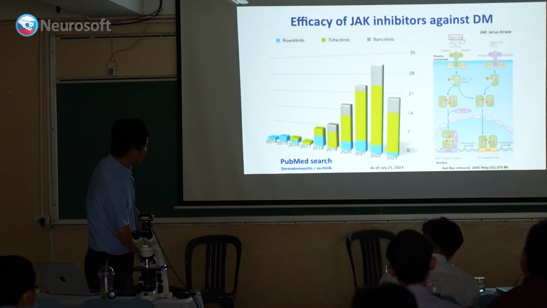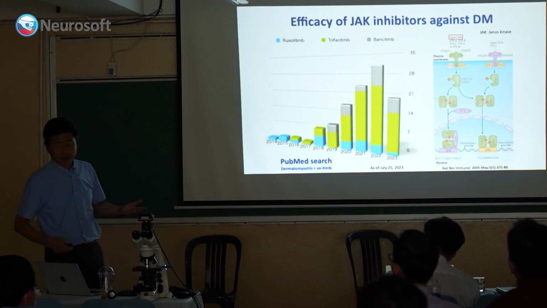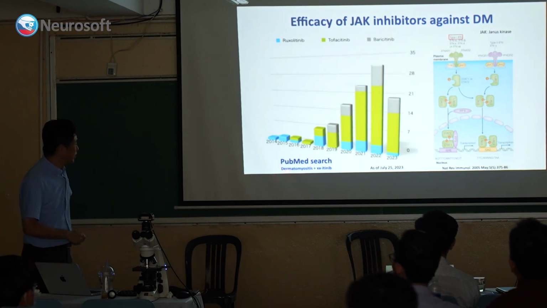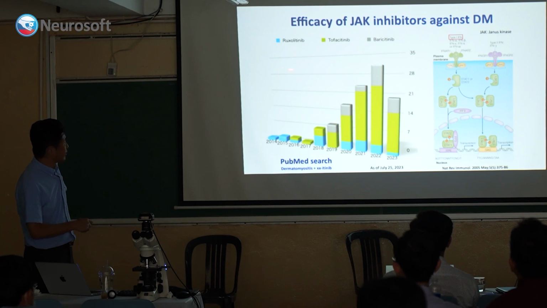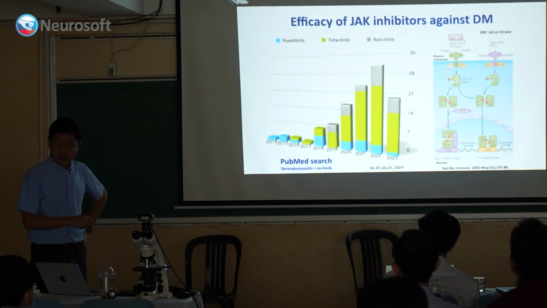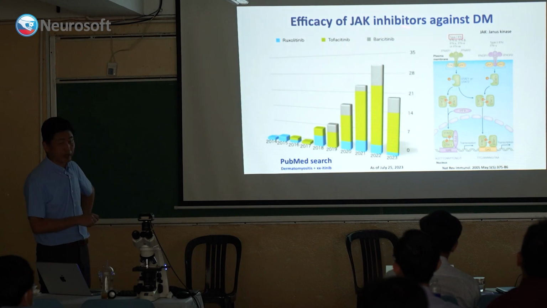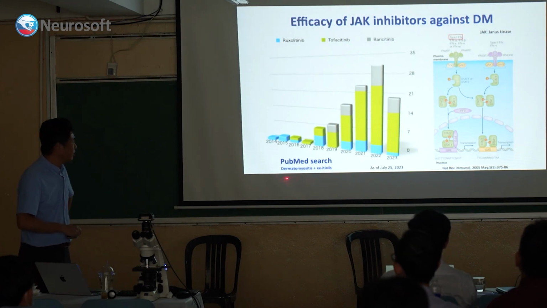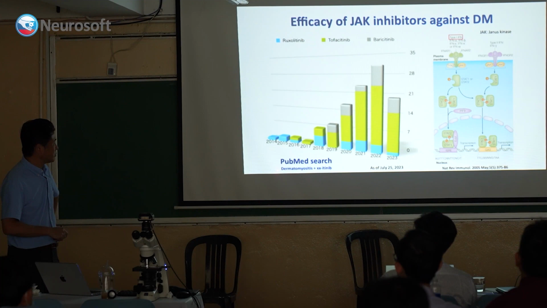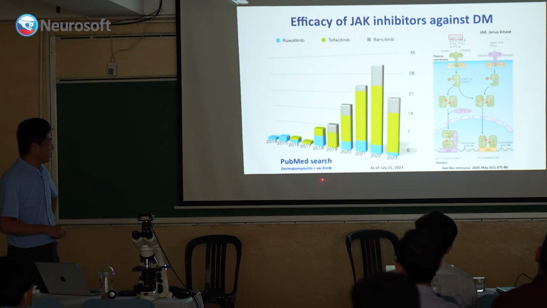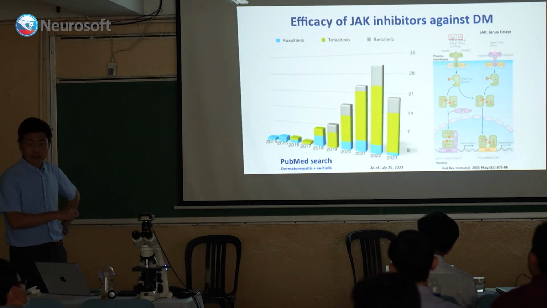So this is just the result of a PubMed search. I did a PubMed search. There are 3 representative JAK inhibitors: ruxolitinib, tofacitinib, and baricitinib. I just searched PubMed for dermatomyositis with ruxolitinib, dermatomyositis with tofacitinib, and dermatomyositis with baricitinib. So the number of papers is increasing rapidly.